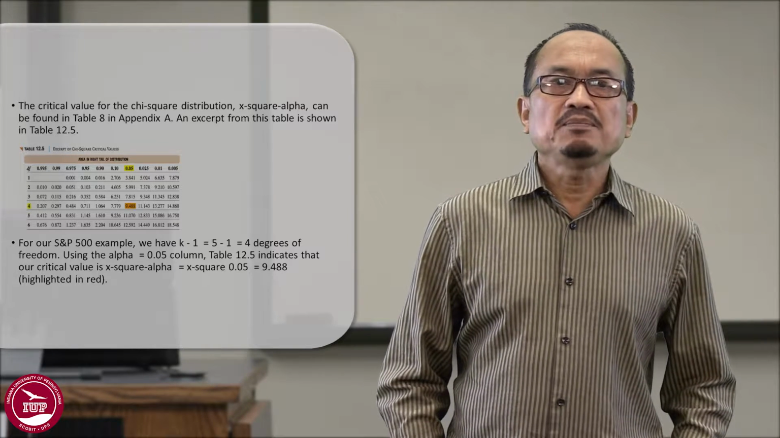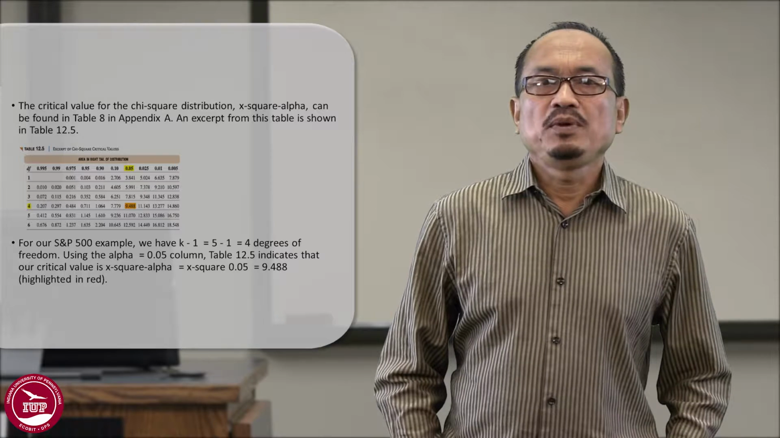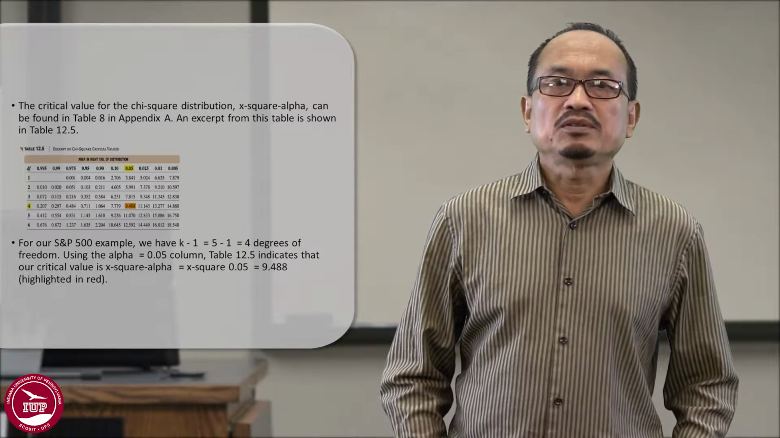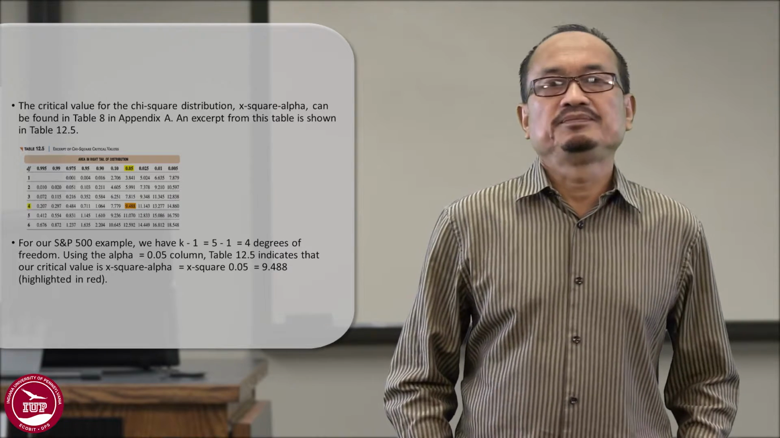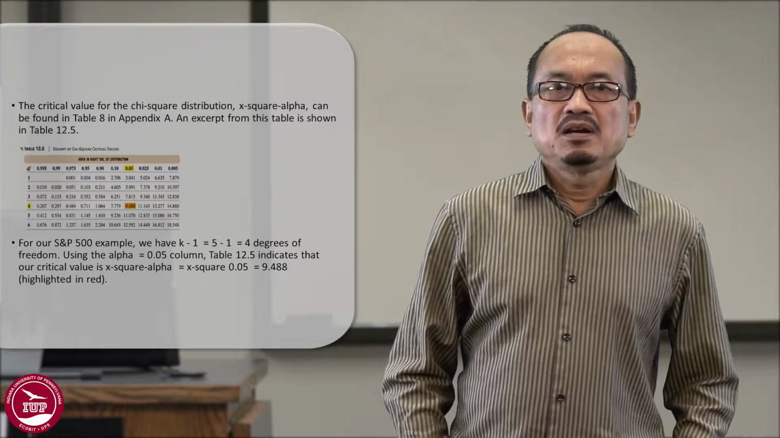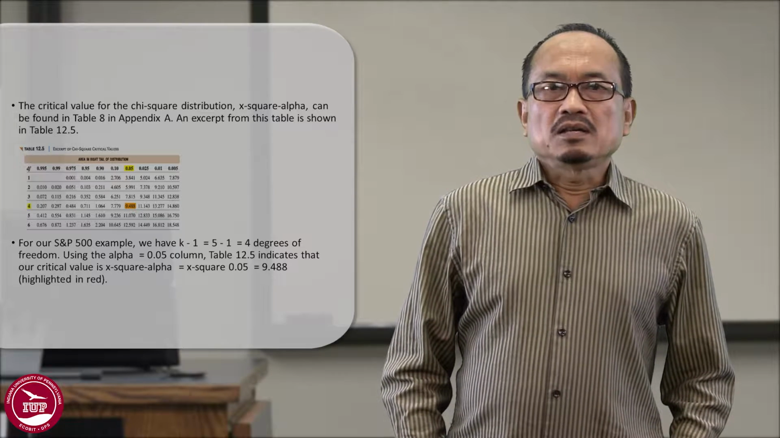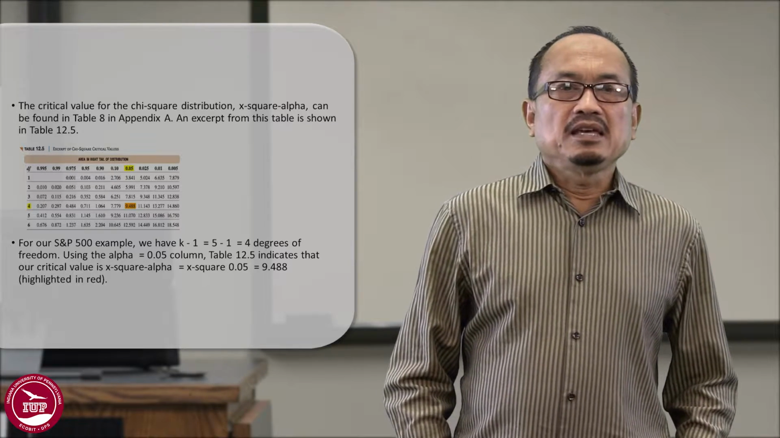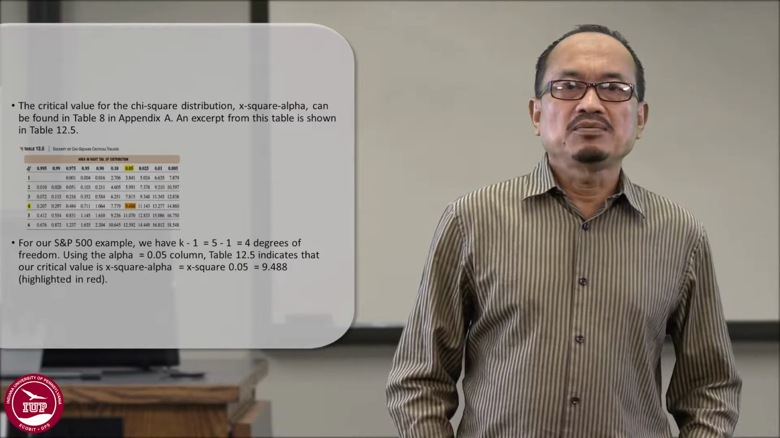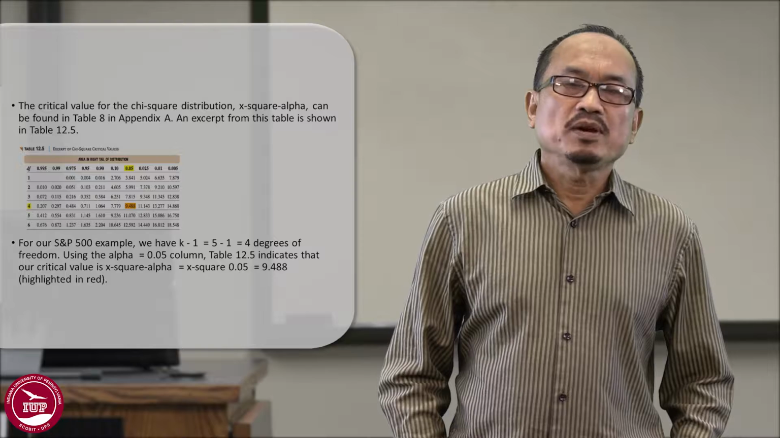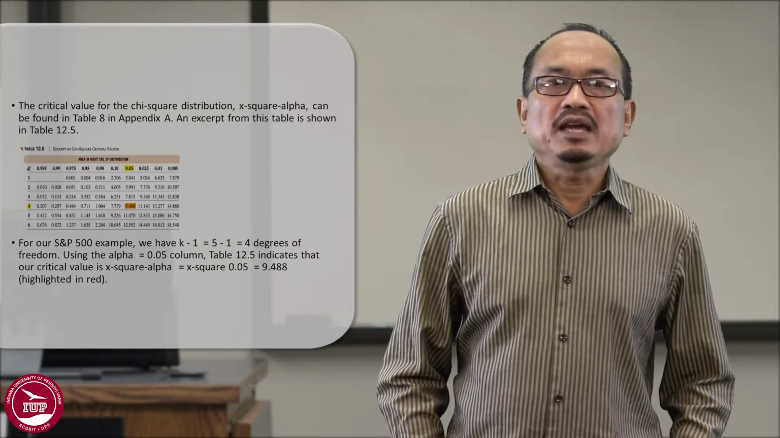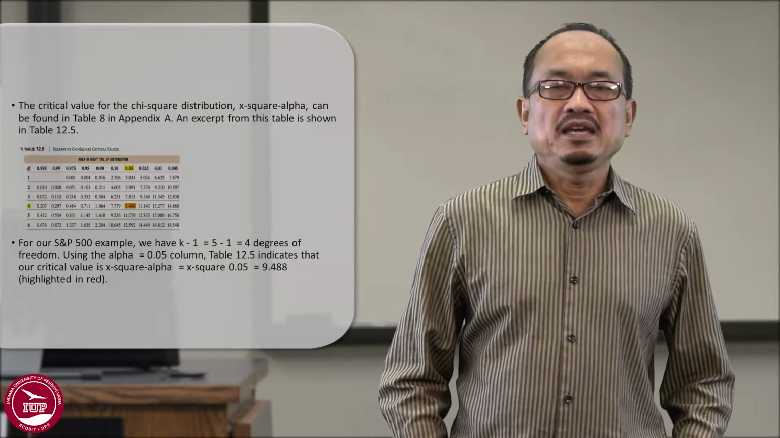For our S&P 500 example, we have k minus 1 equal to 5 minus 1 equal to 4 degrees of freedom. Using alpha equal to 0.05, table 12.5 indicates that our critical value is chi-square alpha equal to chi-square 0.05 equal to 9.488, highlighted in red.